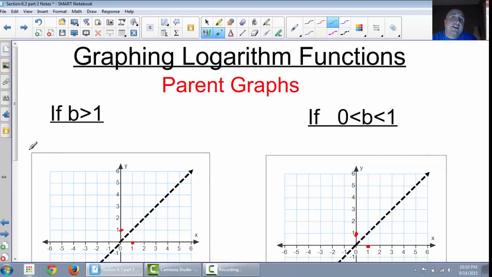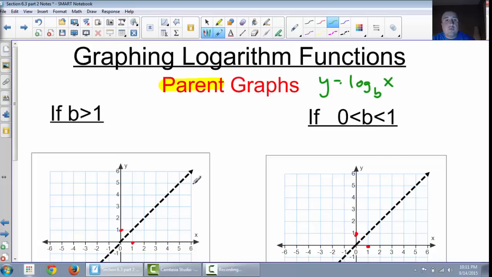All right, last but not least, the last part of section 6.3 is graphing log functions. This is what the parent graphs mean, what the base log graphs look like. So we're talking about log graphs, where the equation is y equals log base b of x.